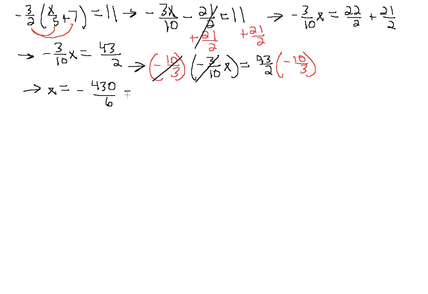And we can actually simplify this a little further. Both are divisible by 2. Their factor is 2 because they're even. So we can rewrite this as a minus 215 over 3. Okay, and this is our answer right here.